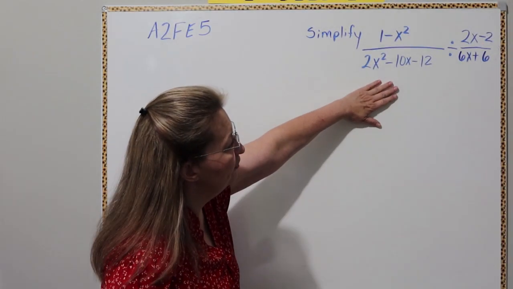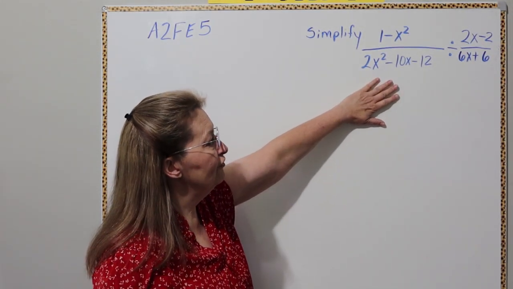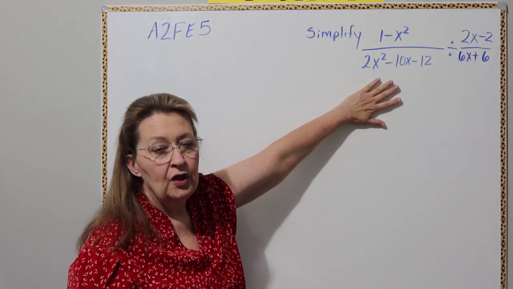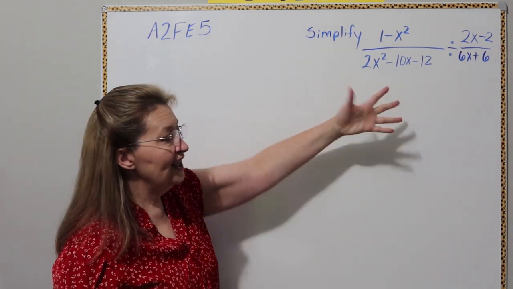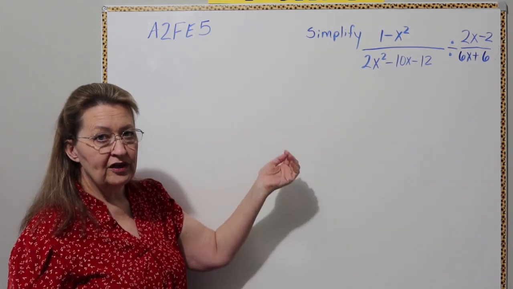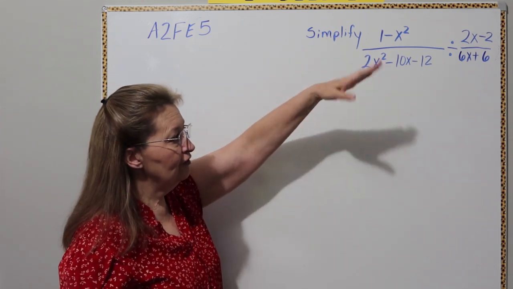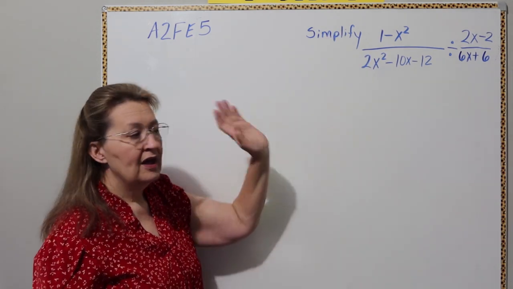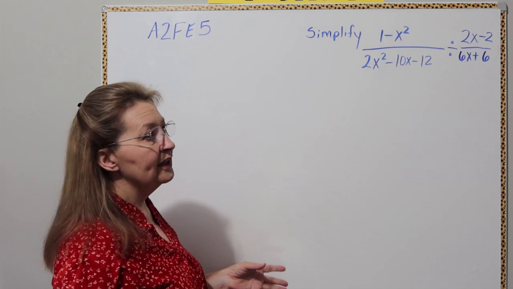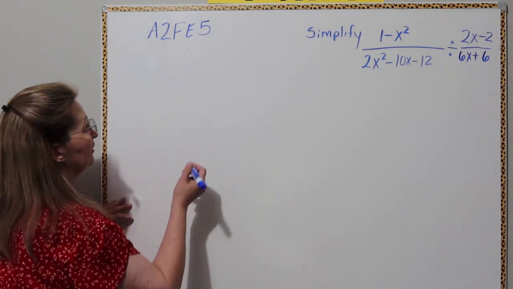So now let's simplify this expression. Since we have a fraction divided by a fraction, we realize that we're going to keep, change, flip before we can start canceling. We also know that we're going to have to factor each and every one of these expressions. So let's get them factored and flipped, and then we'll see what we can cancel out.